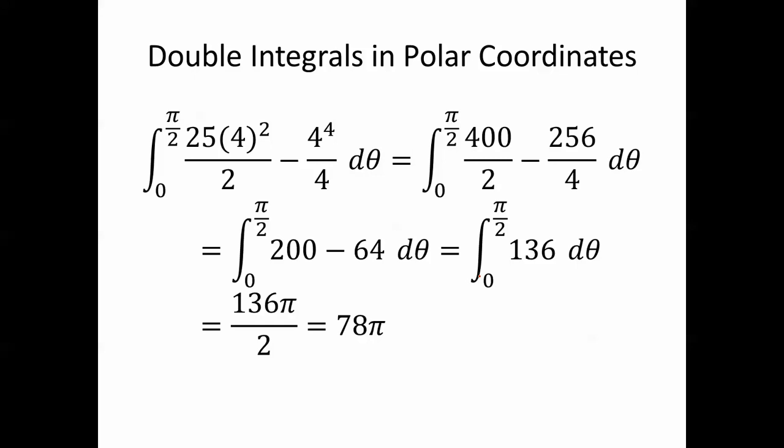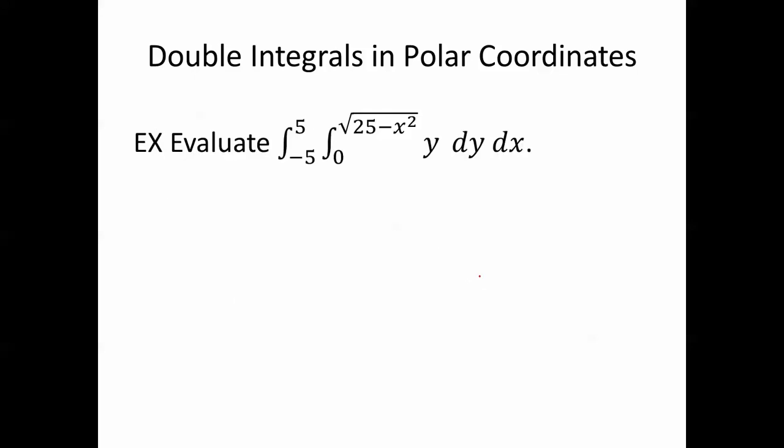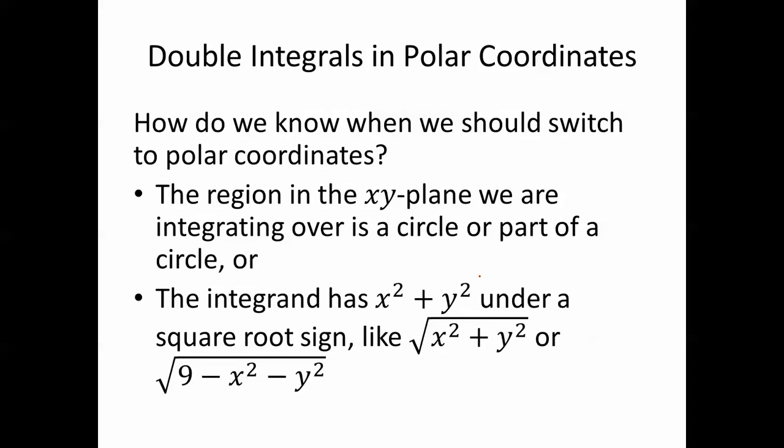So that's the integral. Okay, let's evaluate this integral: negative 5 to 5, 0 to square root of 25 minus x squared, y dy dx. It turns out that polar coordinates are going to be helpful here too. But that raises the question, how do we know when we should switch to polar coordinates? Well, here are some hints that we should.